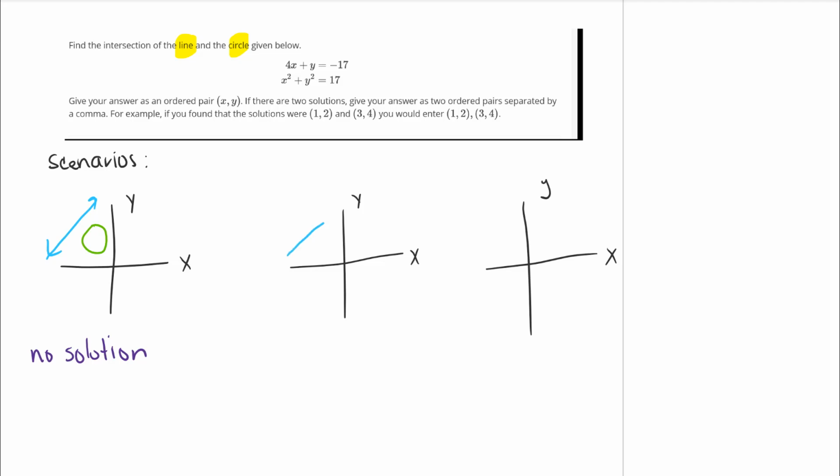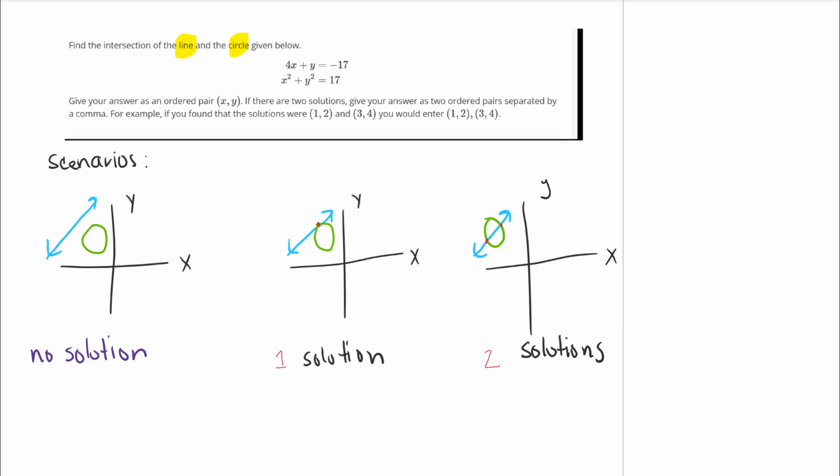Now, what if I had my line, and I had my circle such that it only hits it at one specific point. So that would be one solution, since the line and the circle intersect at exactly one place. Now, if I had my line and I had a circle, this would indicate that there would be 2 points of intersection. So that would be 2 different solutions. Okay. Just to give you a bit of background.